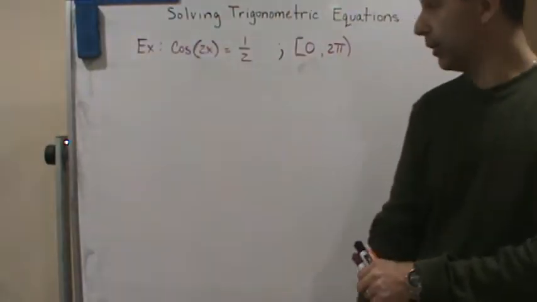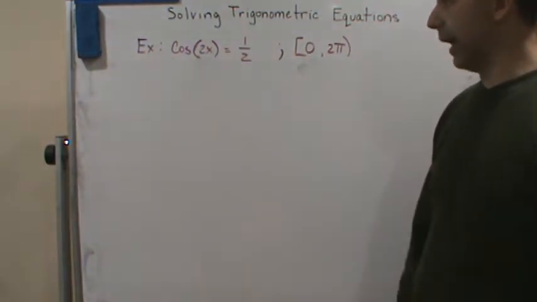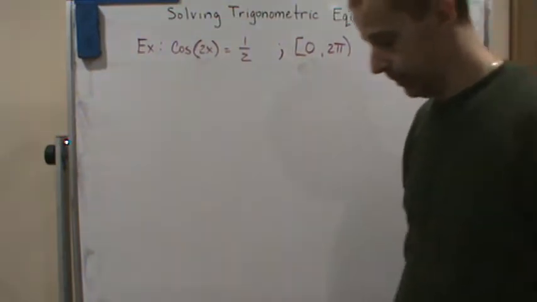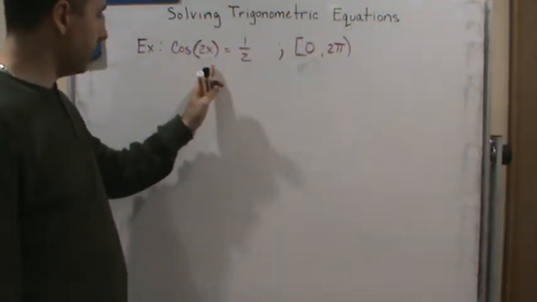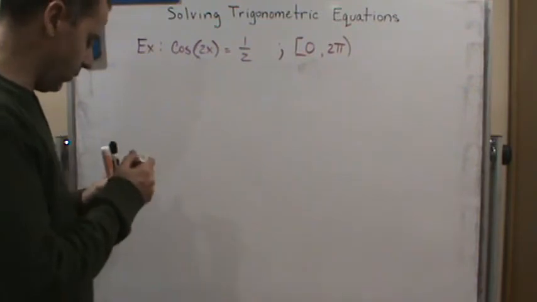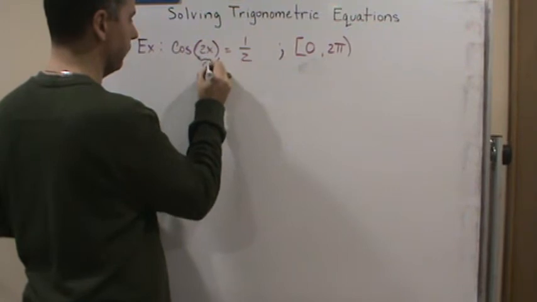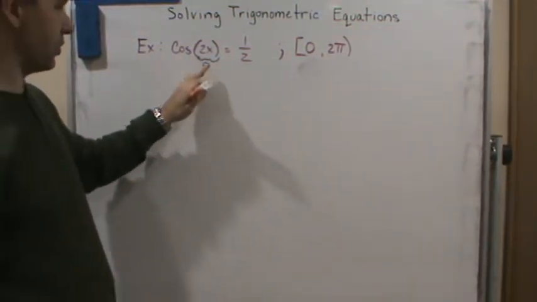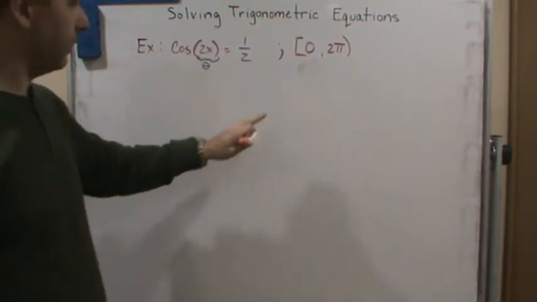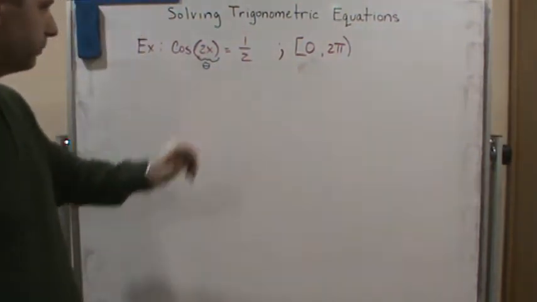Okay, so welcome back. Now we're going to do this example here. So we have this function, cosine 2x equals 1/2, over this interval. So what we're going to do is look at this angle here and solve it. We can look at this as, let's say, theta. Okay, so let's pretend this is theta, and how would we solve this if this was just an angle? And again, we're going to solve this over the interval from 0 to 2 pi.